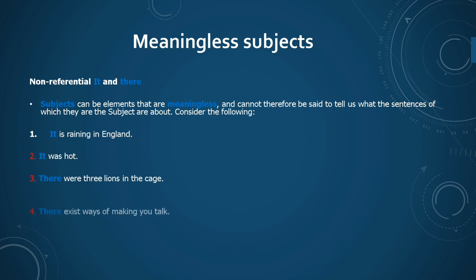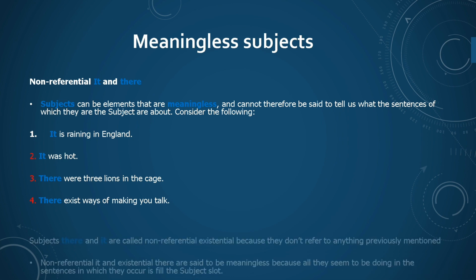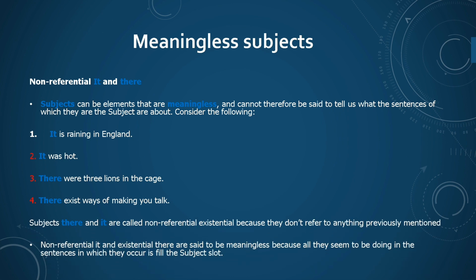The fourth example, there exist ways of making you talk. There are some ways that can make you talk. So again, it talks about existence. This there does not refer to anything. That's why again this there is a meaningless subject. So subjects there and it are called non-referential, existential, because they don't refer to anything previously mentioned.